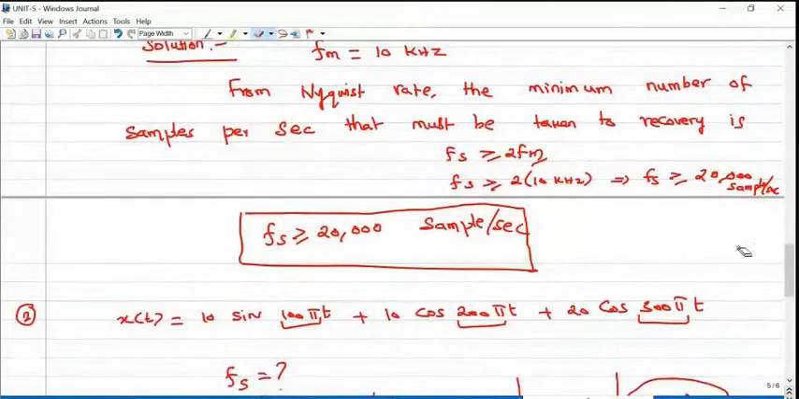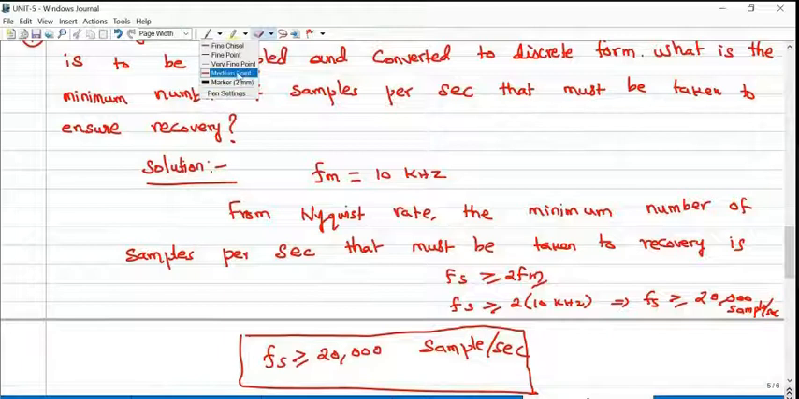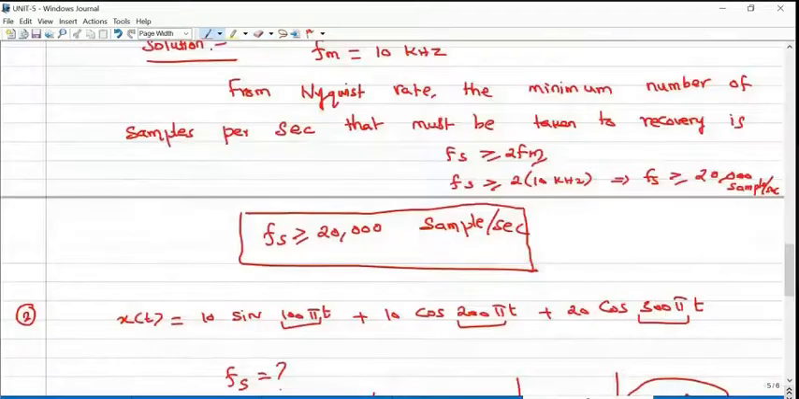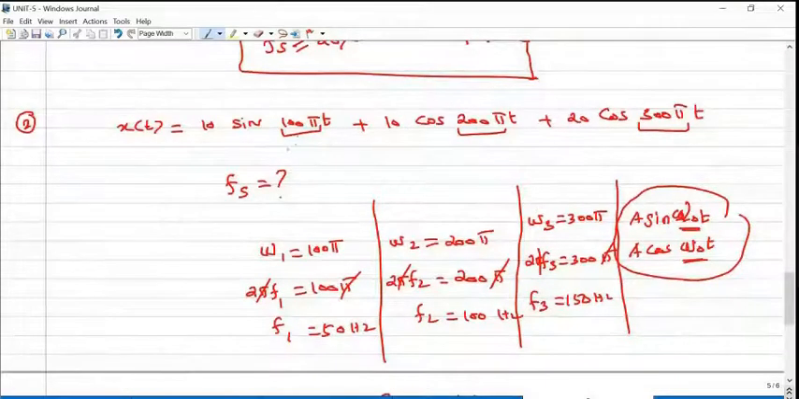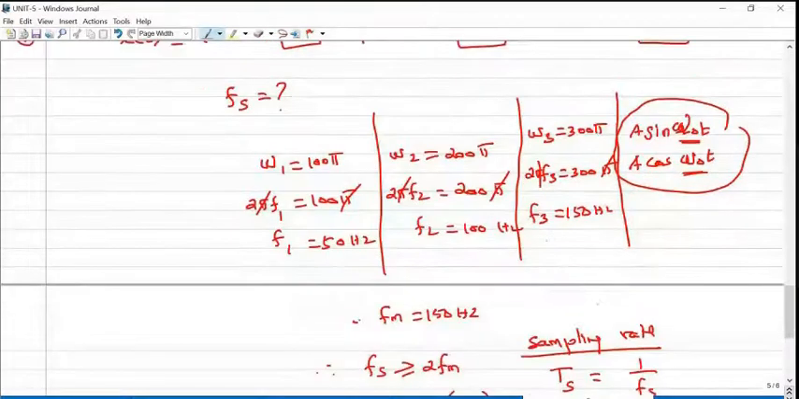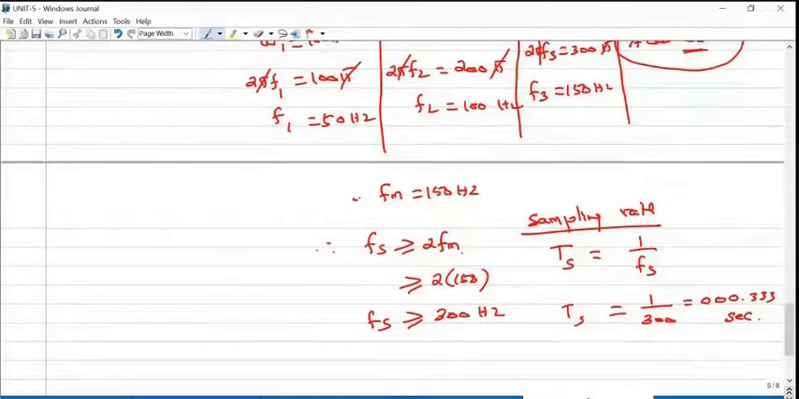So for all the problems, if they're asking to find the number of samples per second, or sampling frequency, or sampling rate, it's better you do it this way. Find the maximum frequency content. How to find maximum frequency content? You have to compare with your standard sine and cos format, calculate each individual frequency, and check which one is the highest frequency component. That you consider as your maximum frequency content. Then 2 times fm, you will get 300 hertz.